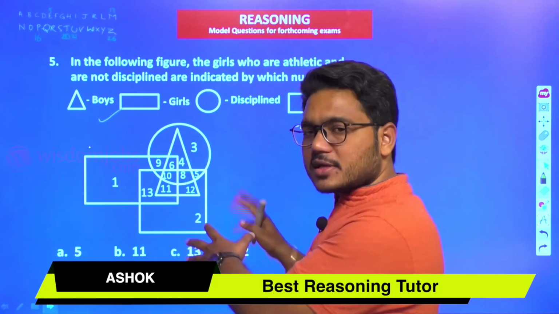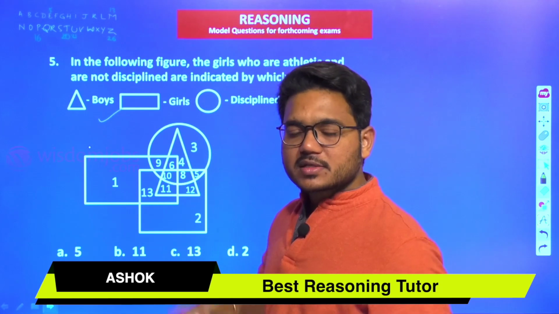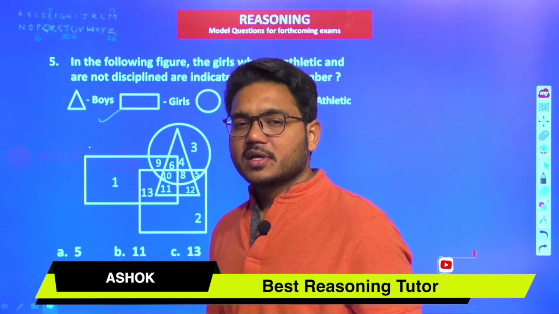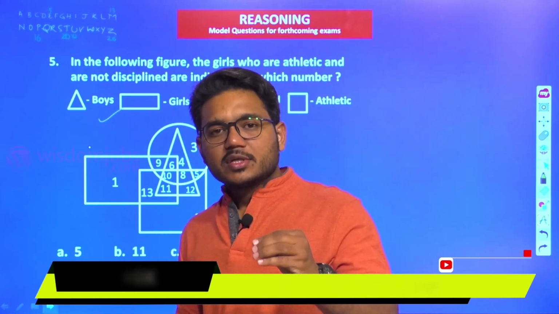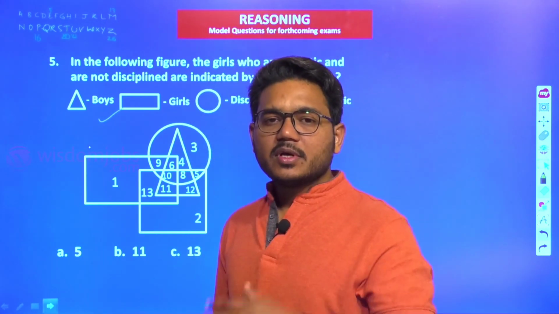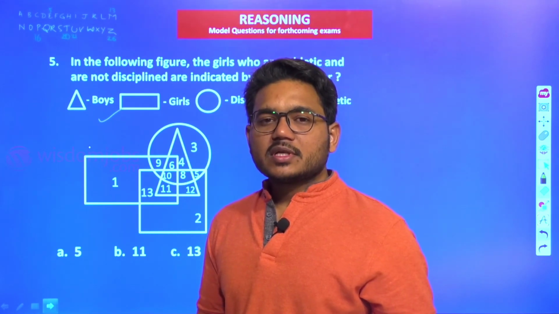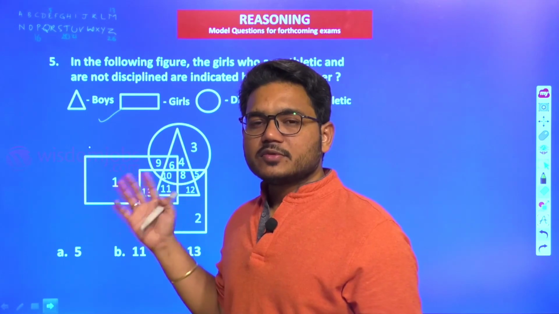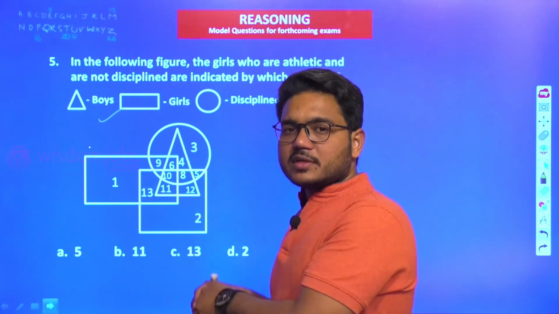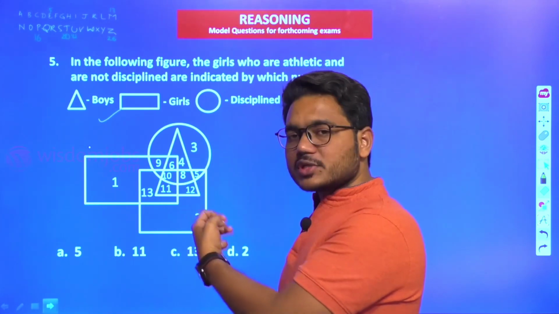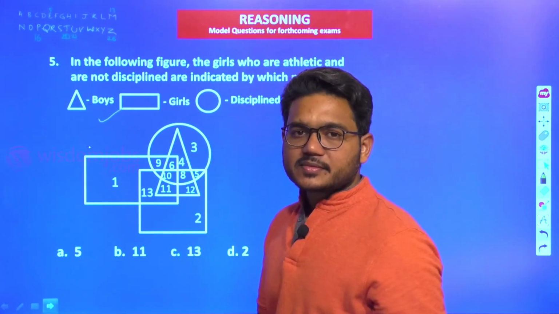Some figures are given. Using that figure, we need to identify whatever is asked in the question. A common area might be asked. So what exactly do you infer from those figures? If each figure represents something, based on the attributes given in the problem, we need to identify which portion of these figures together resembles exactly what is asked here. Let us trace out.